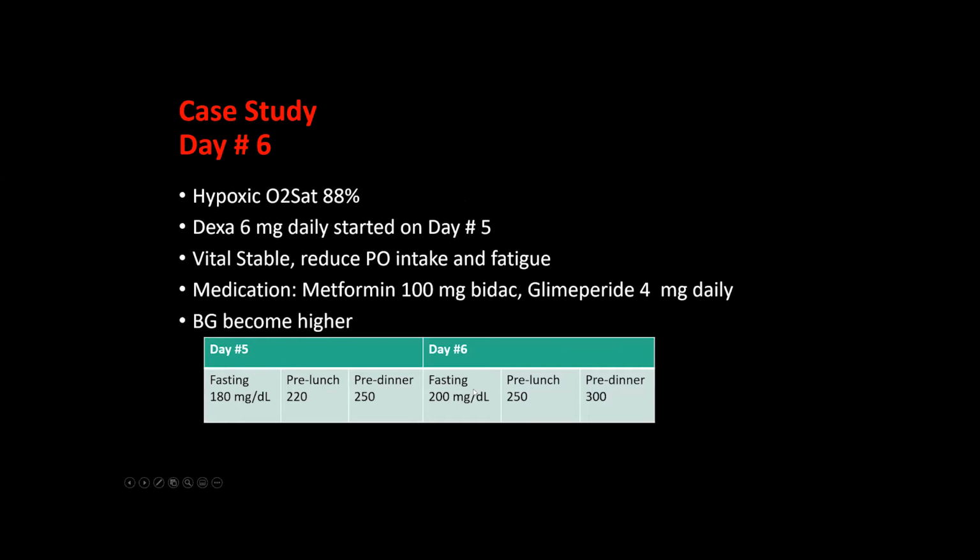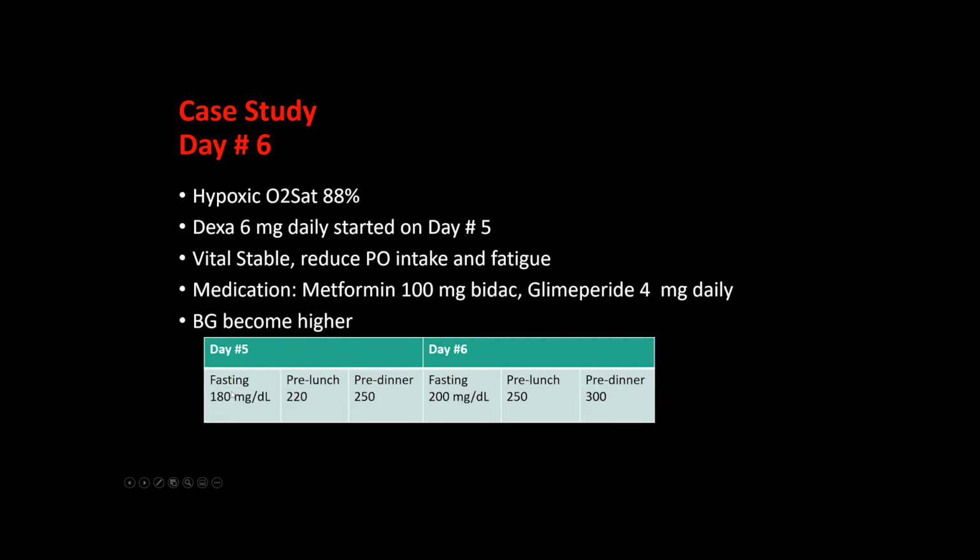So after day 6, you call him up or he called you, and he said the patient became more hypoxic and the O2 sat dropped. The patient started the dexamethasone already, and has been taking it for 5 days. The vital signs are still stable. The patient is fatigued and has reduced PO intake. The patient is still taking this higher dose of metformin and glimepiride, and blood sugar is, of course, getting much higher. You notice that it's more like 200, 250.